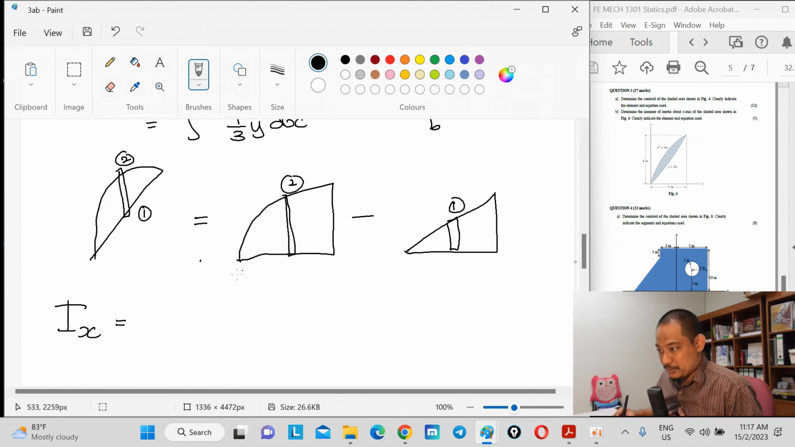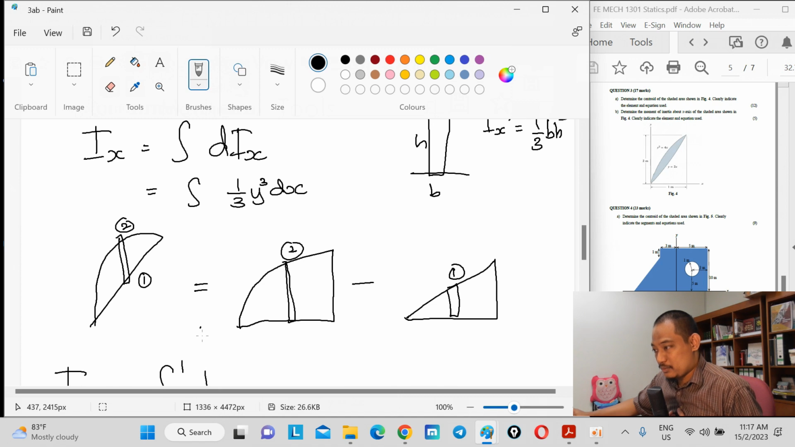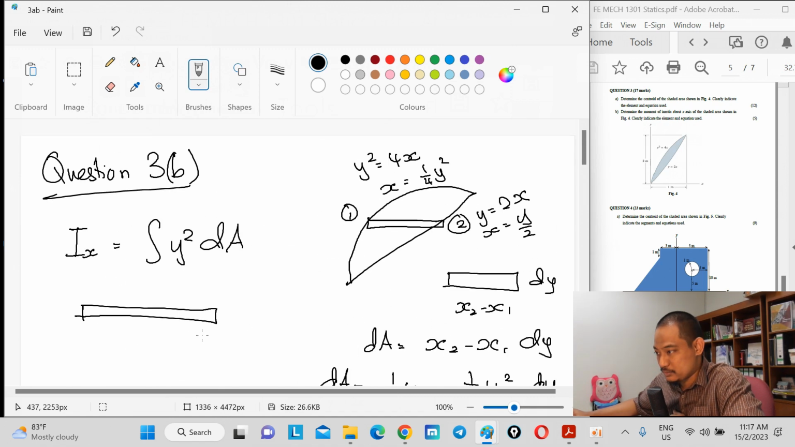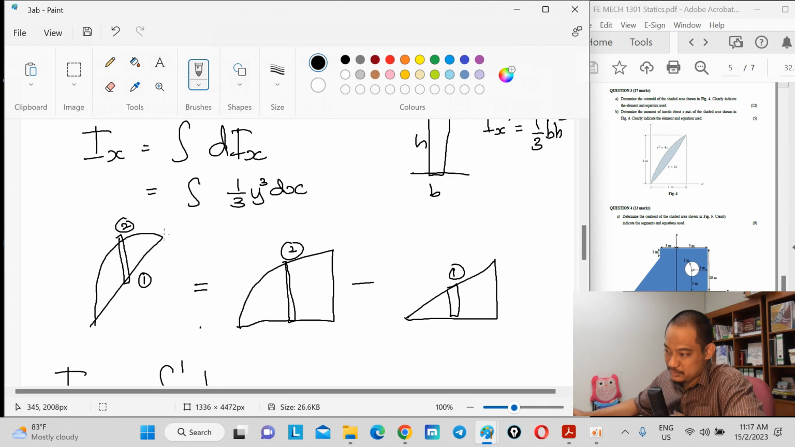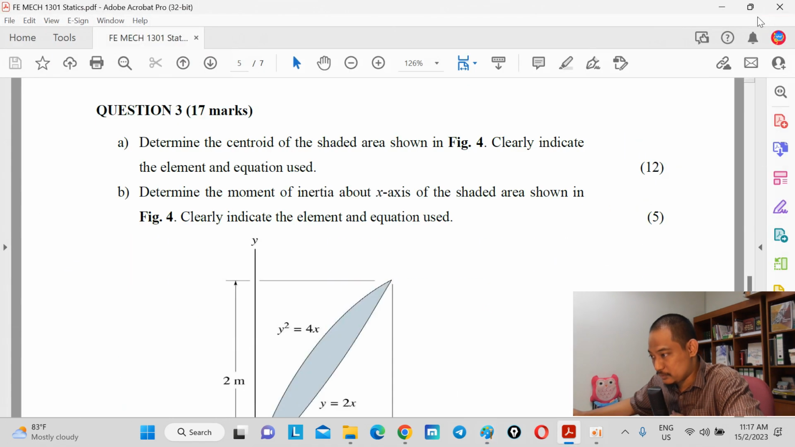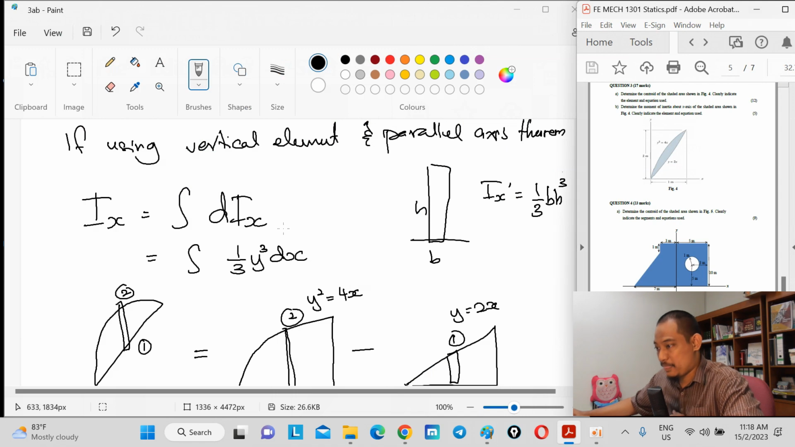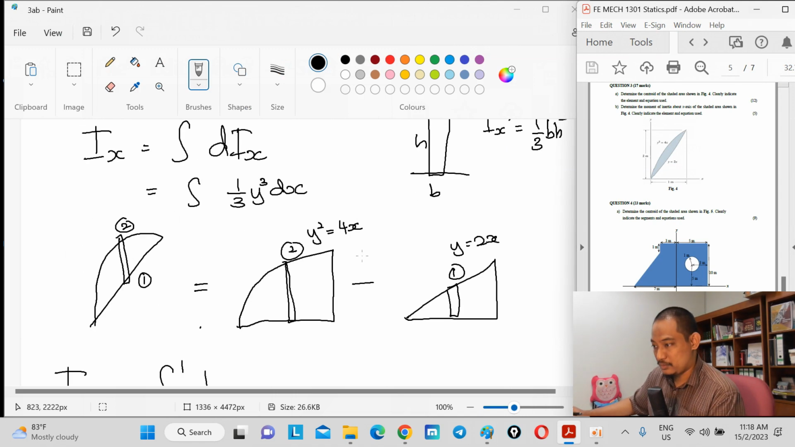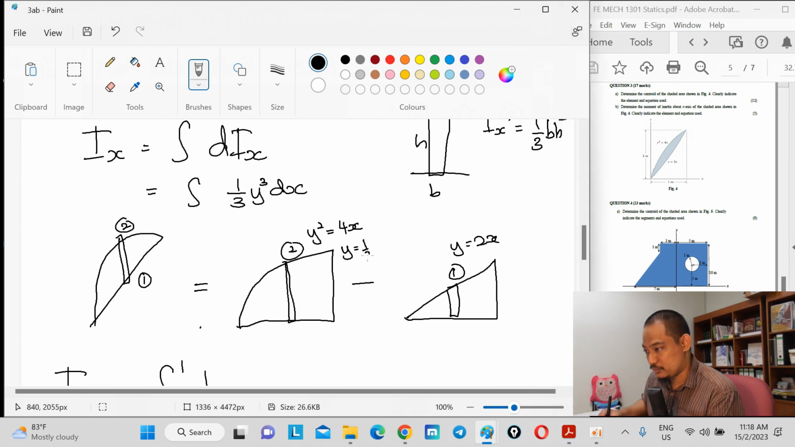So here, the first one becomes the integration from 0 to 1 of 1/3 y cubed. Okay, y is what? Which line is this? This is this line. Let's put it here so that it's not confusing. This line 2 is y squared equal to 4x, right? And this line 1 is y equal to 2x, correct? Alright, so from there, y is 2x to the power of half, right?